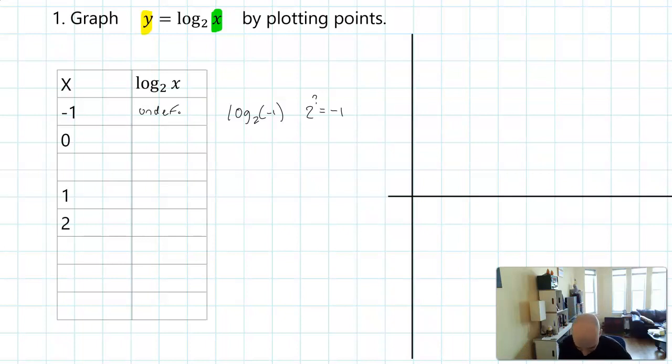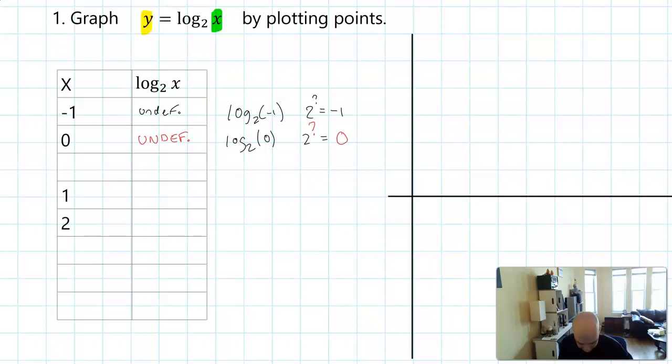All right, let's try 0. So this would be log base 2 of 0. I'm sorry, I've actually made a mistake, but I'm going to leave that in instead of cutting it out. This is saying 2 to the what equals 0. Remember, when you're switching log form, that can be one of the easiest places to make a mistake. Is there any power of 2 that will actually make 0? No. So 0 is also undefined here.